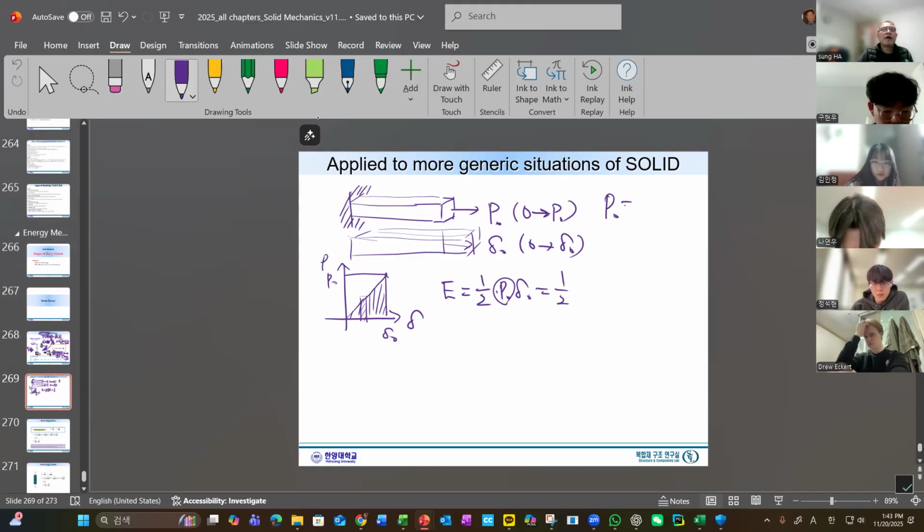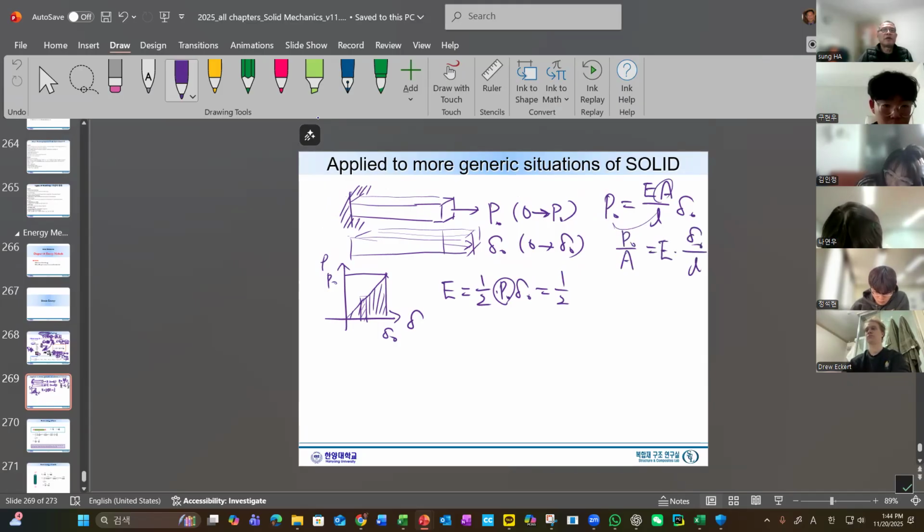So P0 and delta zero, there is a relation that the EA over L. That is the relation. So we know that. Well, how do we get this one? Well, simply A comes divide by here, A P0 and E and L delta zero. So this is a stress and this is the strain. And this is Hooke's law, the most famous stress-strain linear relation, right?